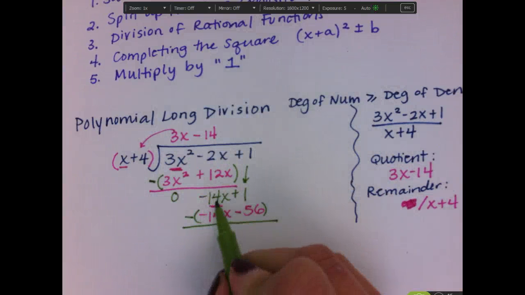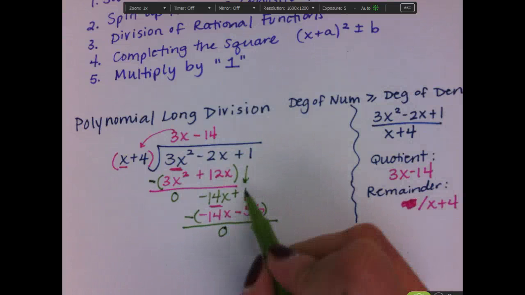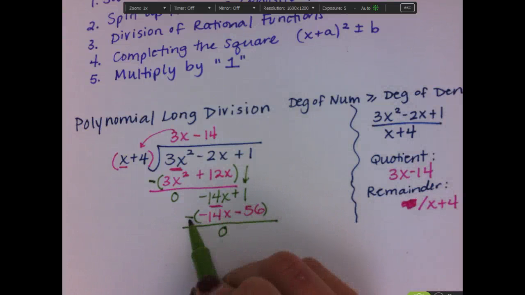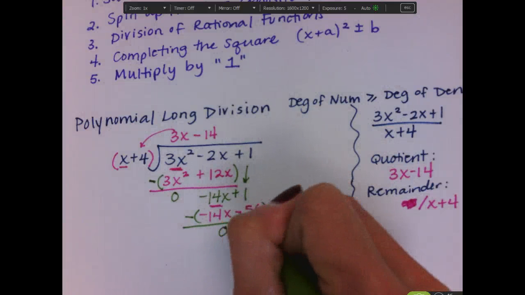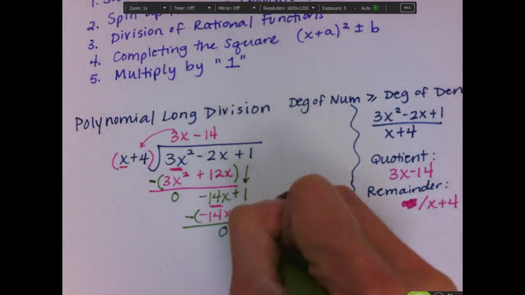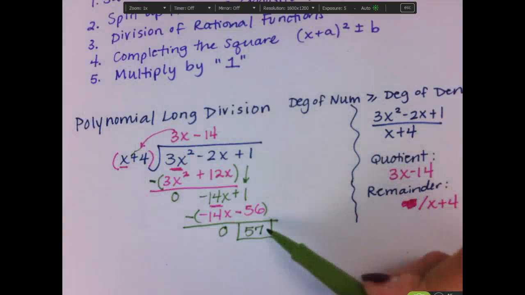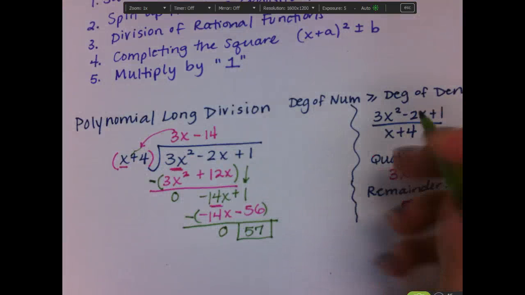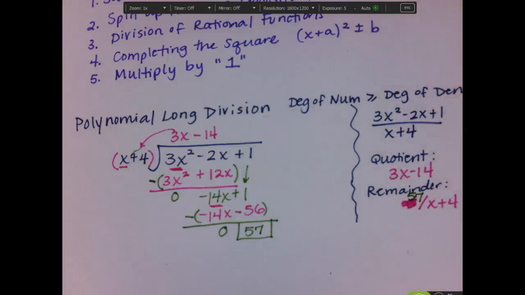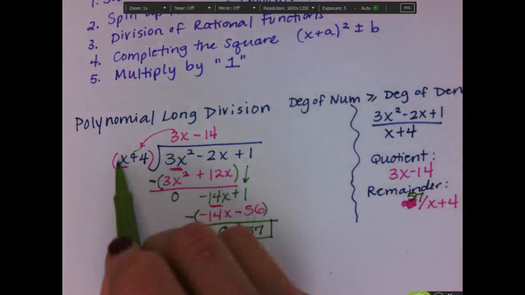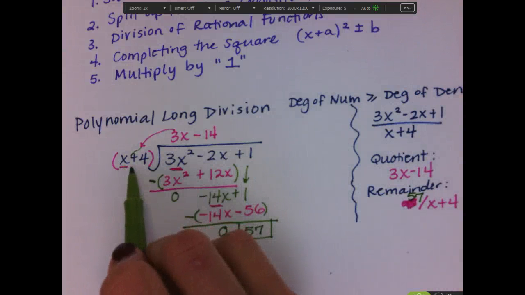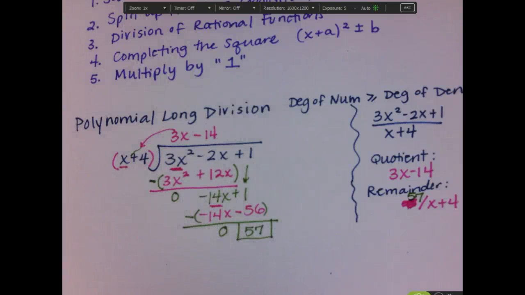Okay, so negative 14x minus a negative 14x is 0. 1 minus a negative 56 is a 57. At this point, x doesn't divide into 57, so we get our remainder there, 57 out of x plus 4, or divided by x plus 4. Here we have quotient and remainder. So that's polynomial long division.